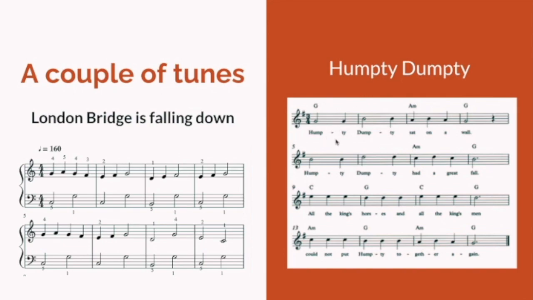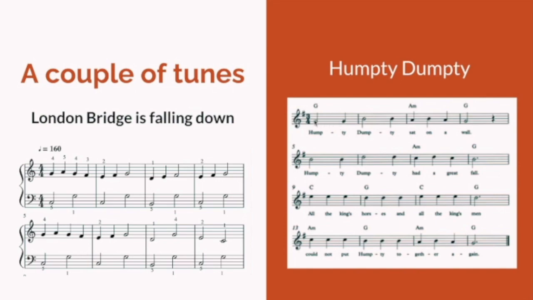Helpfully, the lyrics are written down this time. So we've got Humpty Dumpty sat on a wall, Humpty Dumpty had a great fall, all the king's horses and all the king's men couldn't put Humpty together again. As before, we have a 4 as our lower number, okay? So that means the quarter note gets a beat. You'll remember from last time, that's a half note. So a half note is worth 2 quarter notes.